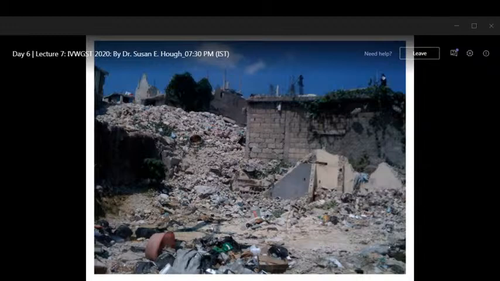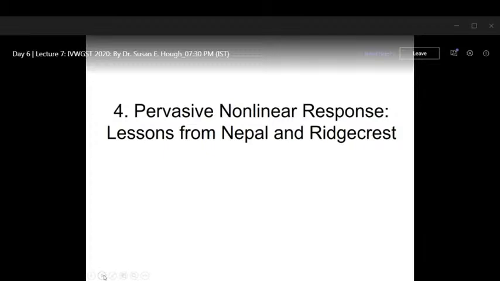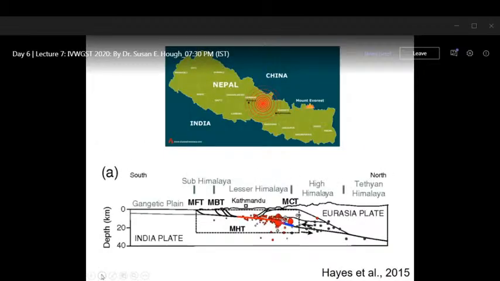Okay, so the last thing I wanted to talk about is what we call pervasive non-linearity. What do I mean by that? I'm going to talk about some results from the 2015 Nepal earthquake and the recent Ridgecrest earthquakes. You've probably heard a lot about the 2015 Gorkha earthquake, magnitude 7.8, 7.9. It occurred to the west of Kathmandu.